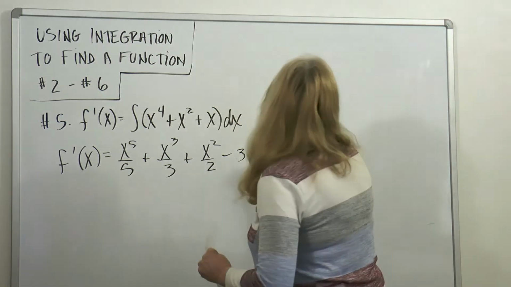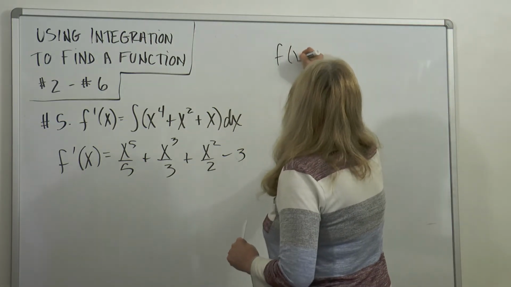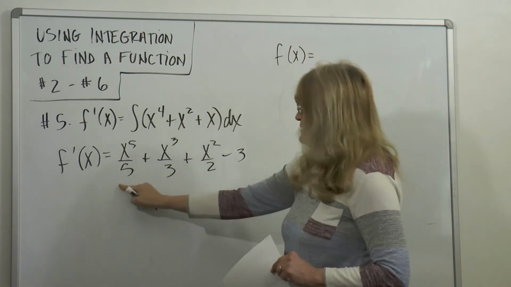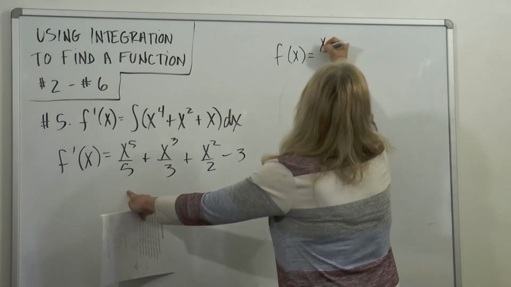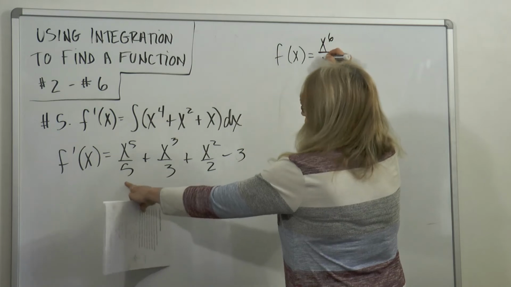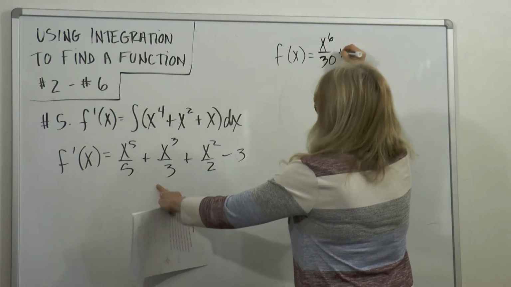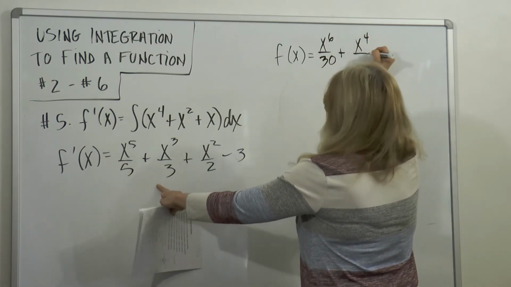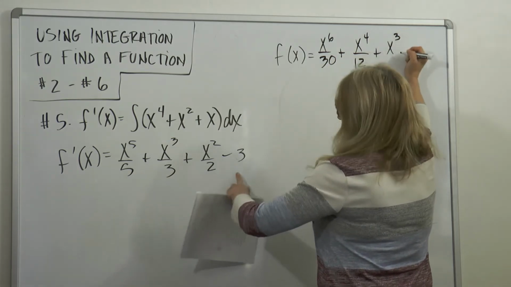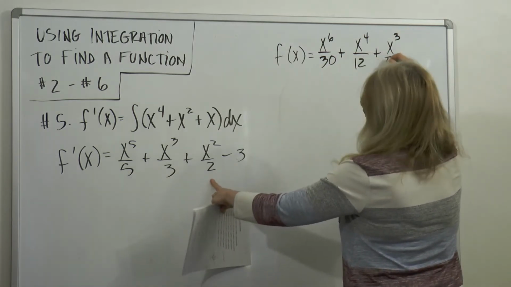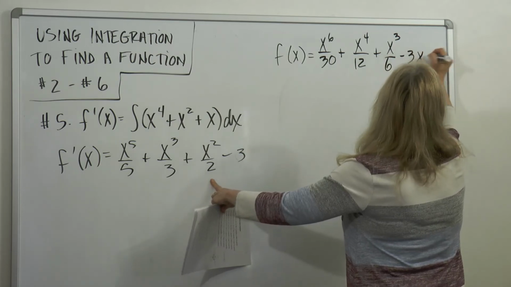Okay, now to get f of x, I'm going to integrate this stuff with respect to x. So x to the 6th over 5 times 6 is 30, plus x to the 4th over 4 times 3 is 12, plus x to the 3rd over 3 times 2 is 6, minus 3x plus c.